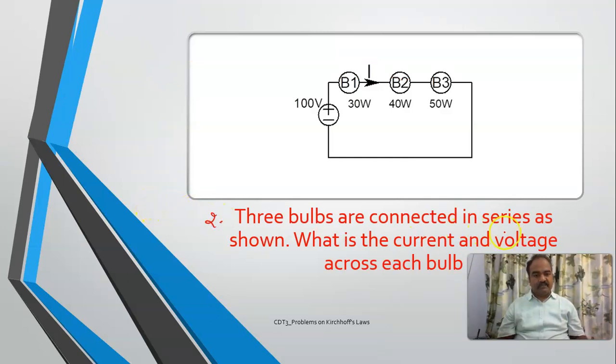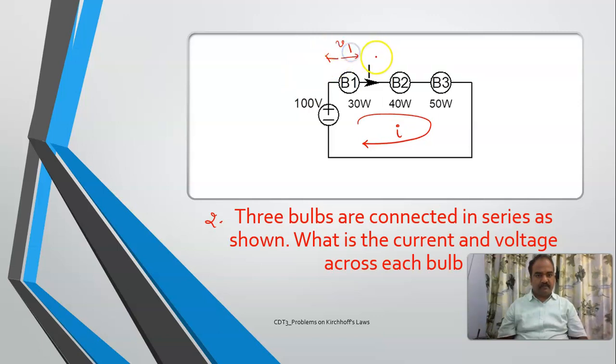Now, see, second question. 3 bulbs are connected in series, as shown in the figure. What is the current and voltage across each bulb? Right, see, this is the current which is flowing in the circuit, I, isn't it? So how much drop will it be creating here?